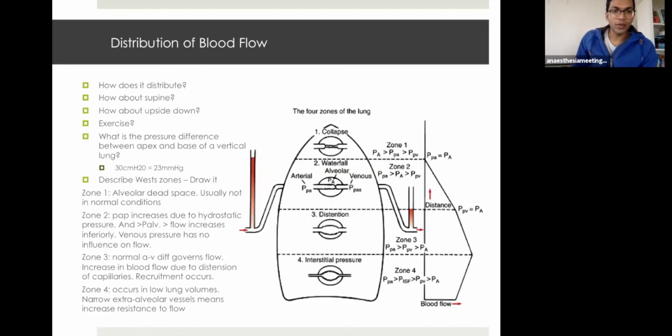And I've just got there, what is the pressure difference between the apex and base of a vertical lung? How have I come up with those numbers there?